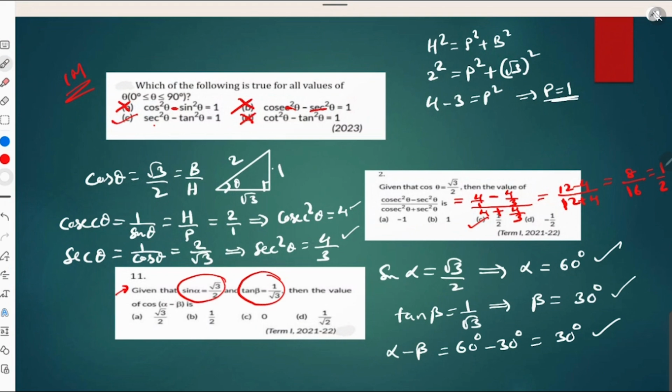In the next slide, I will explain how to remember this table. So many tables, so many values have been given. Let's learn how we can remember this table very easily.